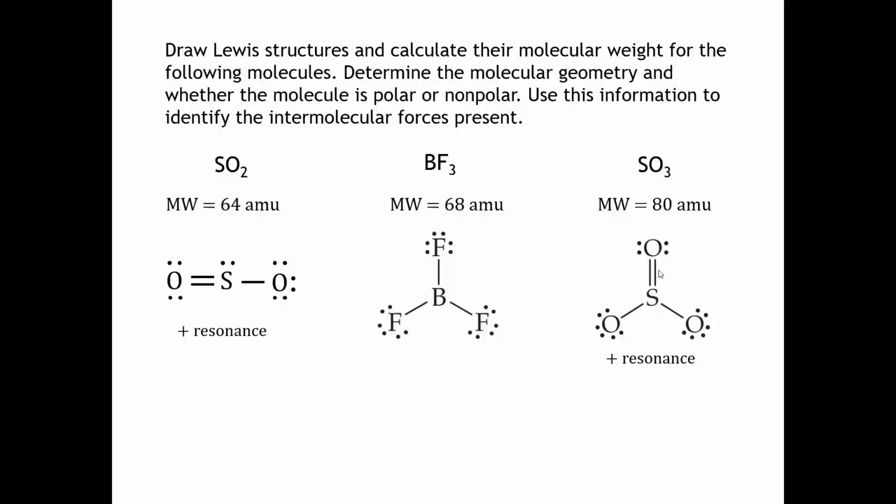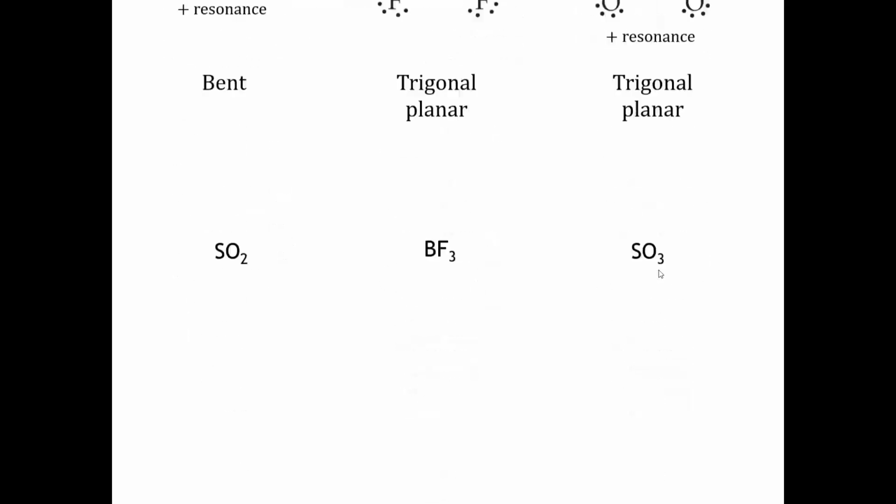Given this, we can predict the shapes of the molecules. SO2 has a trigonal planar electron domain geometry, and so therefore, because one of those electron domains is a non-bonding pair, its shape would be bent. BF3 and SO3 both have 3 electron domains and no non-bonding pairs, so their electron domain geometry and molecular geometries are both trigonal planar.